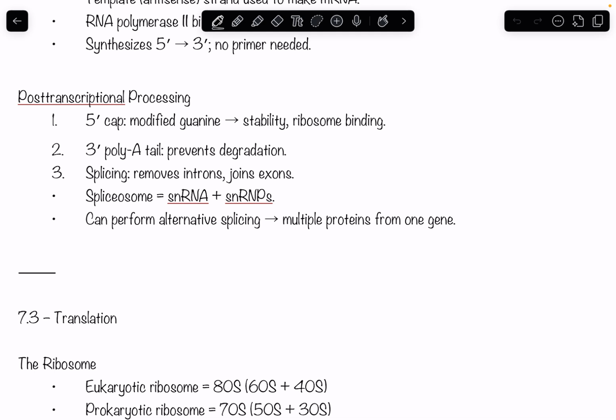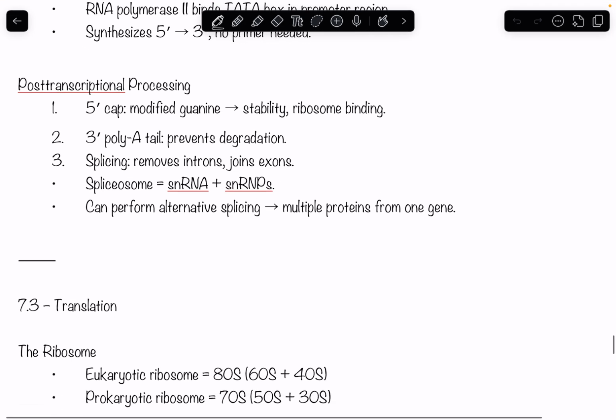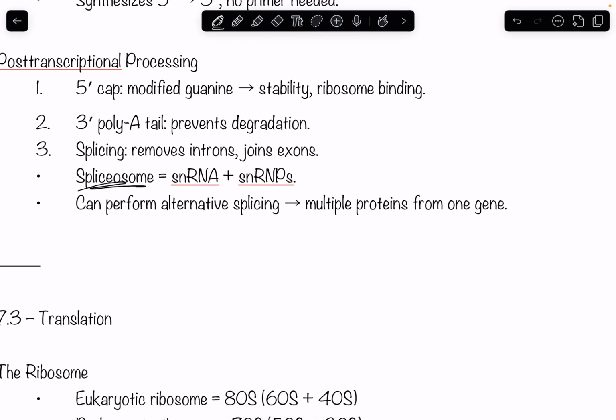Then we have splicing. Splicing removes introns which are not active. Okay, these genes are not active. We have exons, which are transcriptionally active. Okay, we use something called a spliceosome, which cuts out the introns, and we only keep the exons.